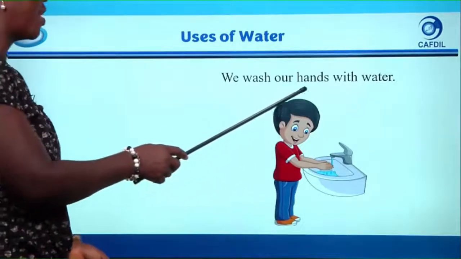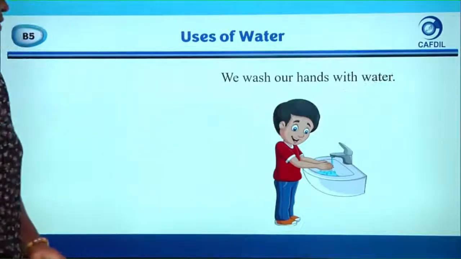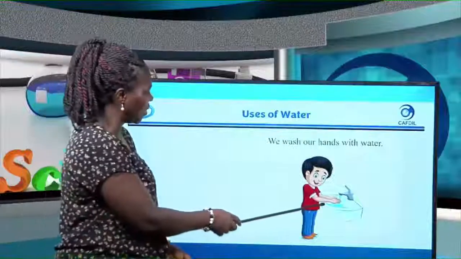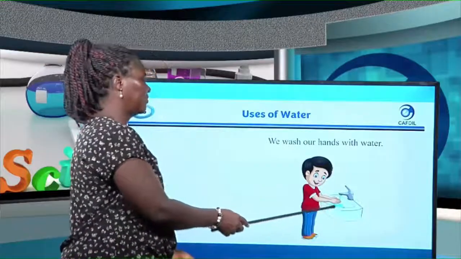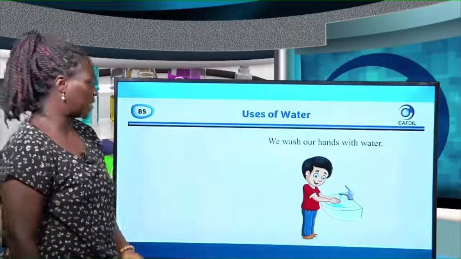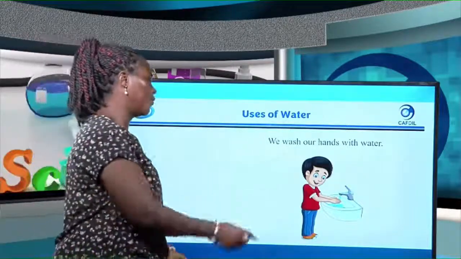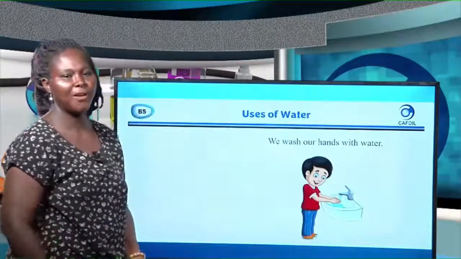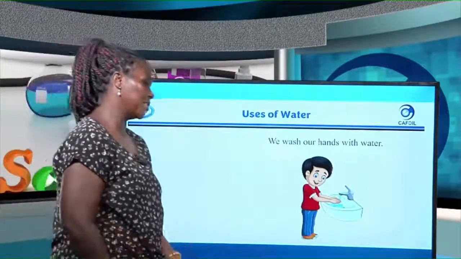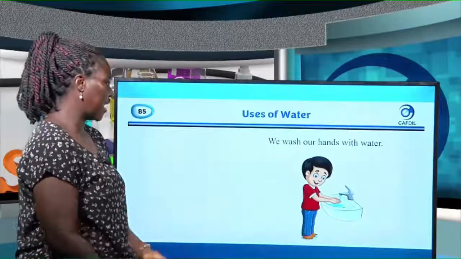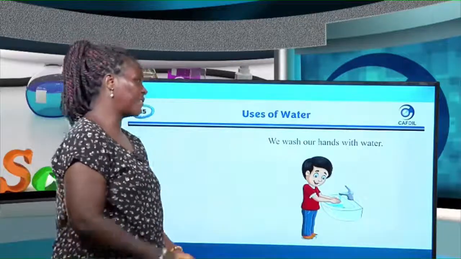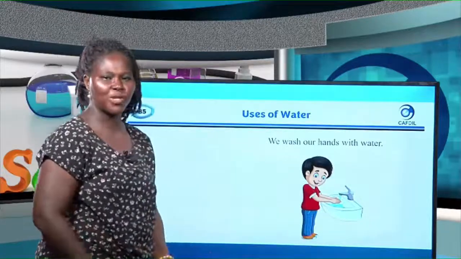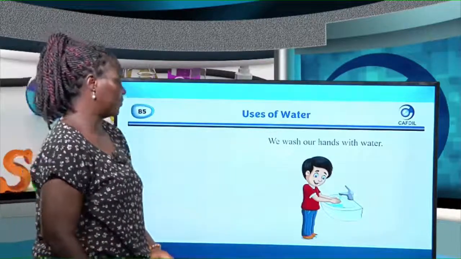We wash our hands with water. We can see the boy washing his hands with water. That's the uses of water. When you go to school, after playing, you wash your hands with soap and water. After eating, after visiting the toilet, you wash your hands with water and soap.